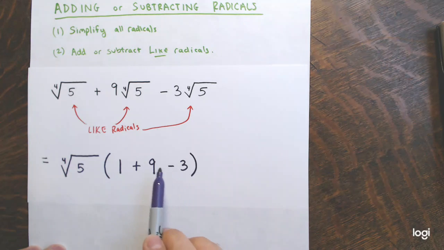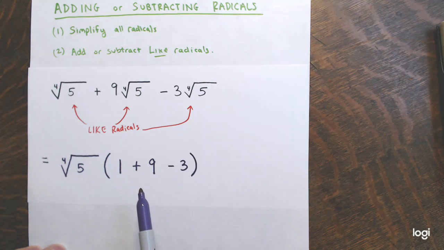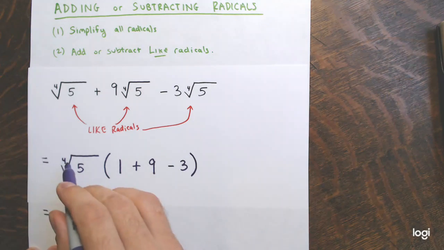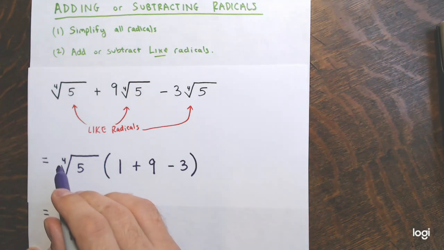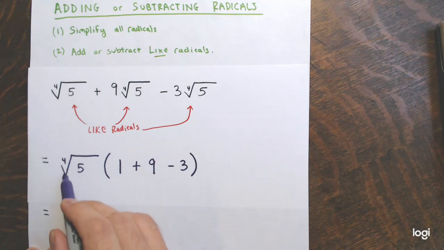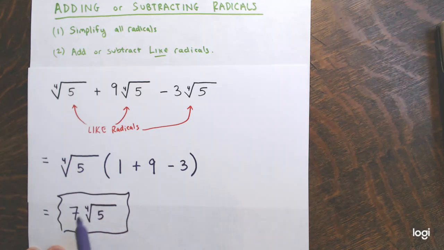And then we can easily simplify what's inside here. That's just combining the coefficients of these fourth roots. 1 plus 9 is 10. 10 minus 3 is 7. And I'm going to do the same thing where I rearrange it, put the numerical factor that's not in a radical first. So this is a factor of 7 times the factor of the fourth root of 5. Great, and that's as simple as that one's going to get. We went from having 3 radical terms down to 1 radical term, much simpler.